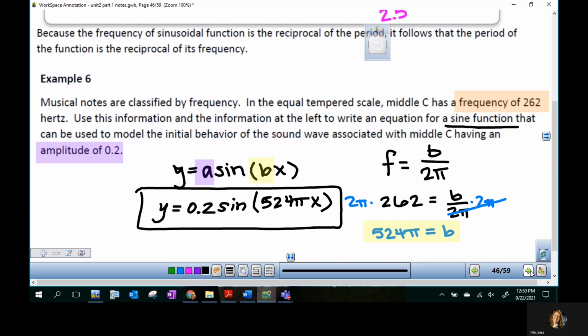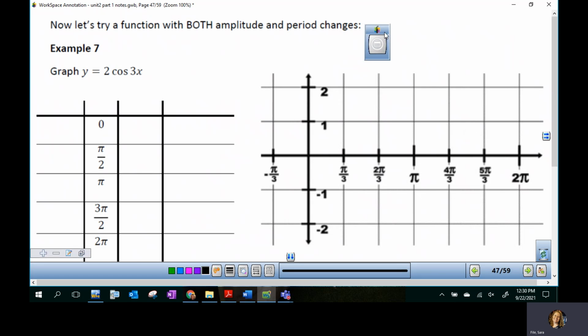All right. Last example for part 1. We're going to do one that has the A and a B value other than 1. So we've done a few of A alone and a few of B alone, and we're going to put it all together. Okay, so what is the A value here? The 2 or the 3? 2 is the A, and what does that tell me about the graph?